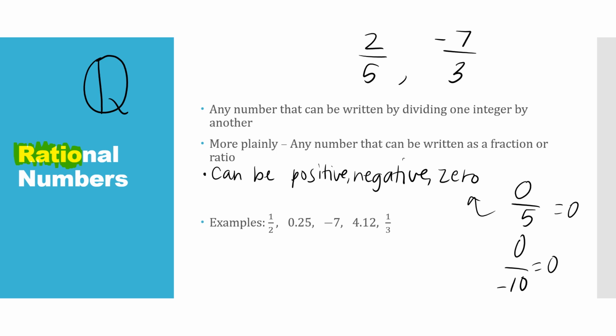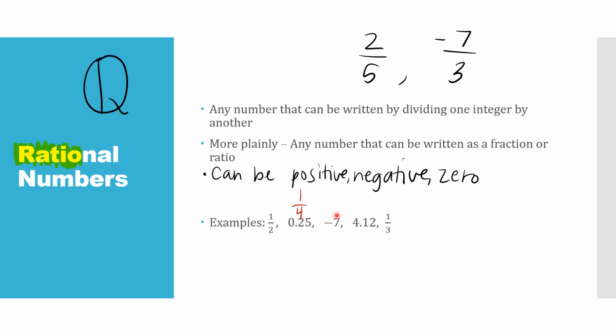All right, so I'm going to erase this because I have some writing that I'm going to pop up here on the bottom in just a second. Right, so we've got some examples here of rational numbers. We've got 1/2. 1 is an integer, 2 is an integer, so 1 over 2 is a rational number. 0.25, that can be written as a fraction. 0.25 is 1 over 4. 1 is an integer, 4 is an integer. So 1 over 4 is a rational number.